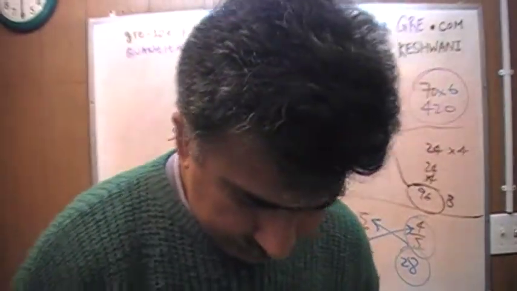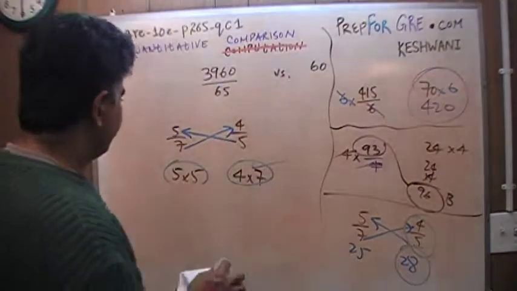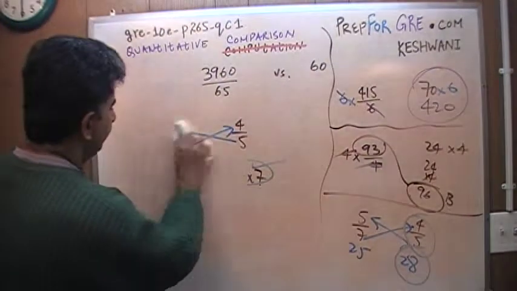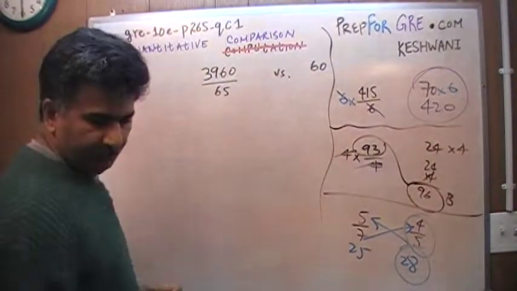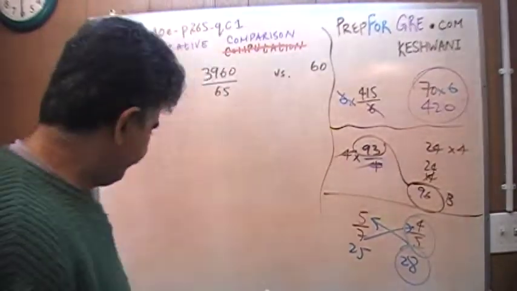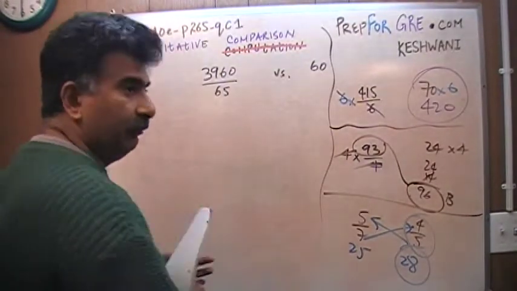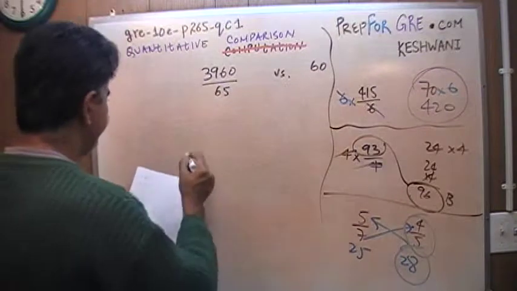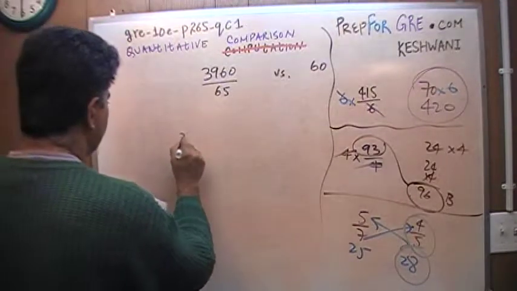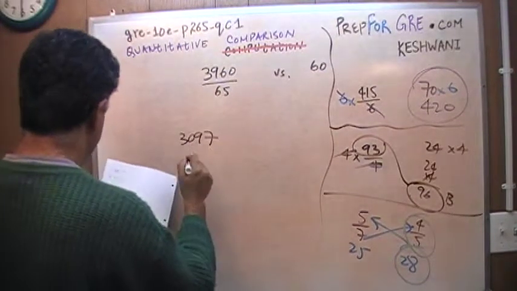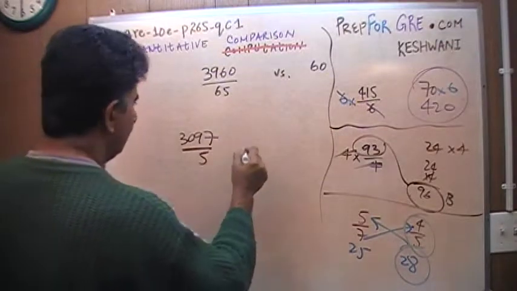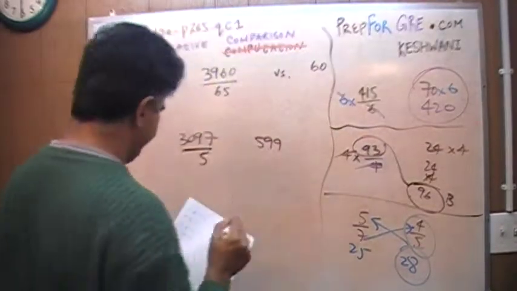Alright? Now, let's do the questions that they give us. Or perhaps I'll do 2 more very, very quickly. 3097 divided by 5 versus 599.